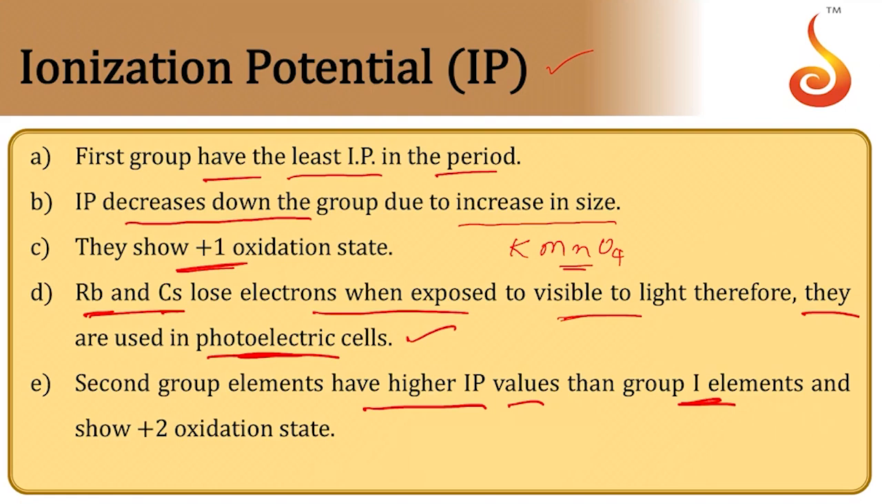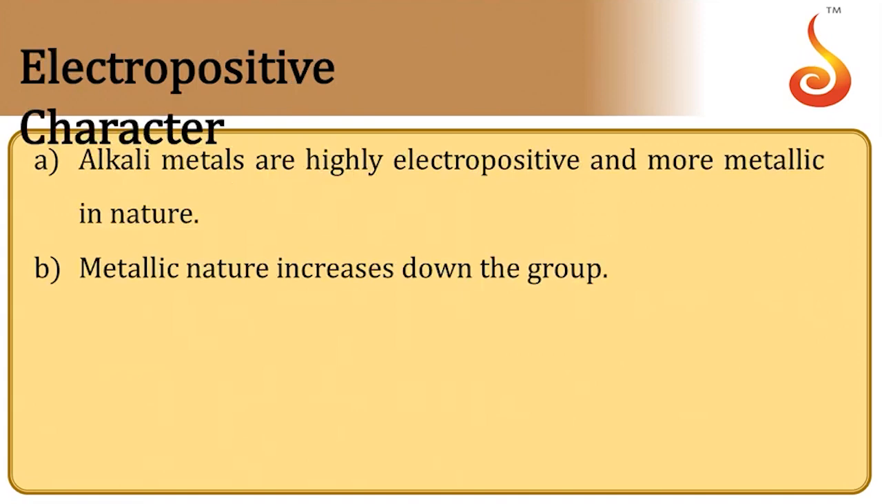These higher IP values, because of small size, they have a smaller size, as well as they will be having stable ns2 configuration. Because of stable configuration and smaller size, they are having higher IP values when compared to group 1 elements. And uniformly, all of them will be exhibiting +2 oxidation state. So group 1 has +1 state, group 2 they are exhibiting +2 oxidation state. This is regarding ionization potential.